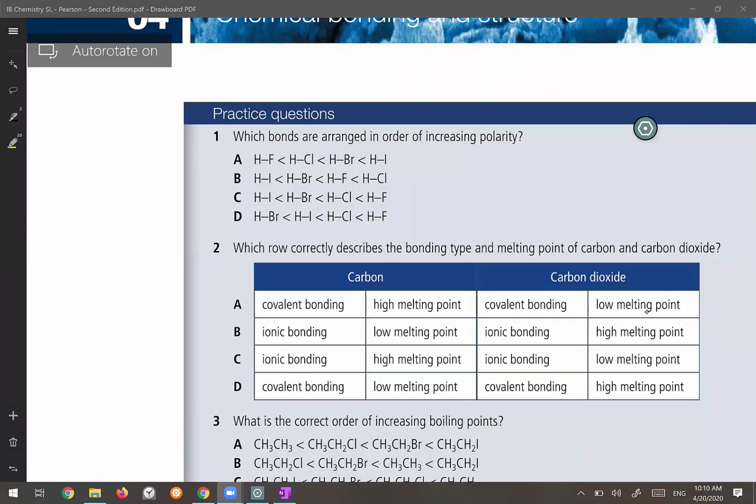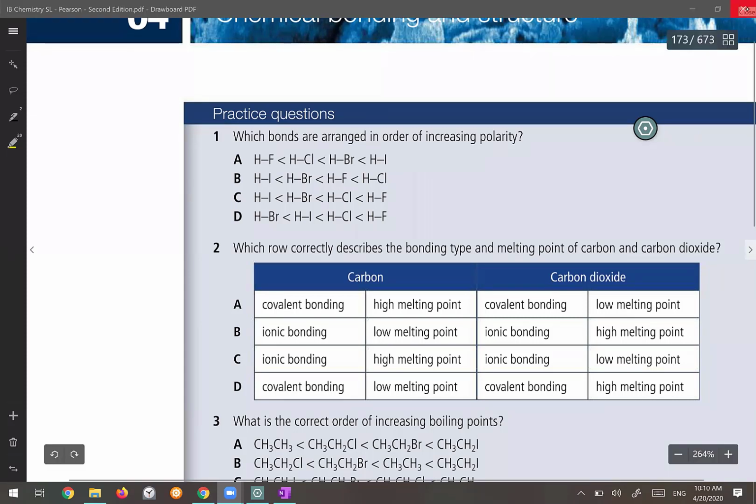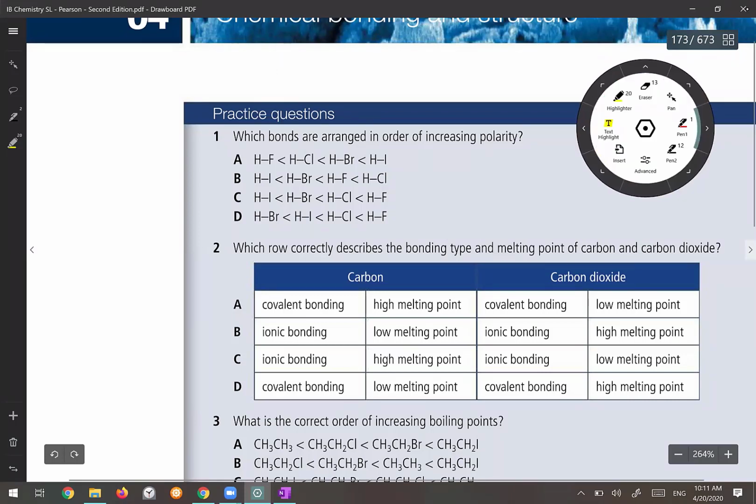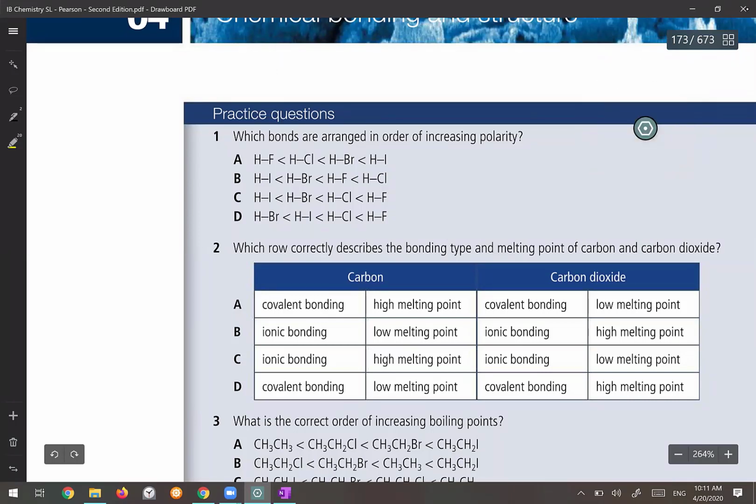Okay, it says which bonds are arranged in order of increasing polarity. C. Yeah, so for A, all of these bonds are between hydrogen and halogens. So you have the bond between hydrogen and fluorine, chlorine, bromine, and iodine.